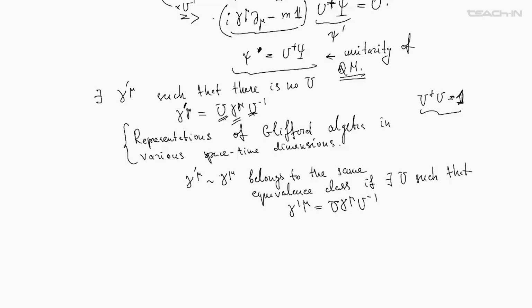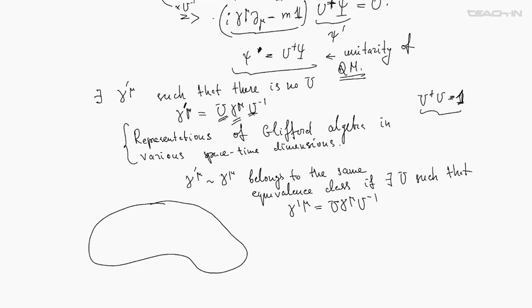The question which I may ask is whether in 4 dimensions there exist different equivalence classes. Equivalence splits the whole possible space of gamma matrices into equivalence classes which are non-intersecting, which are disjoint.